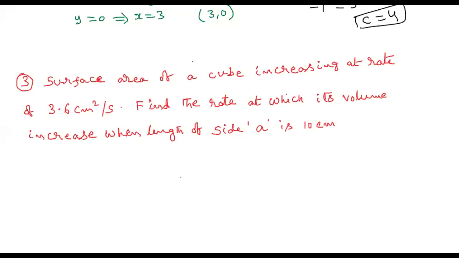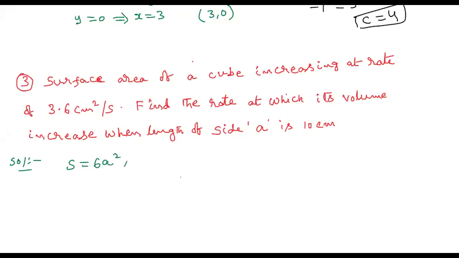See the third question. The surface area of a cube is increasing at the rate of 3.6 centimeters squared per second. Find the rate at which its volume increases when the length of side a is 10 centimeters. First, surface area is asked. What is the formula? S is equal to 6a square. This is the formula.